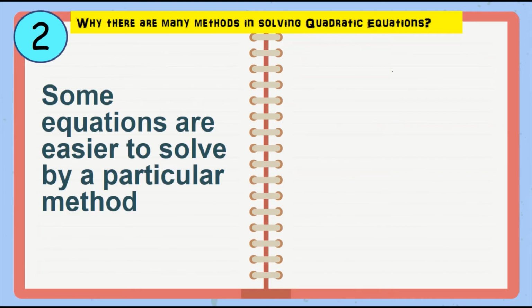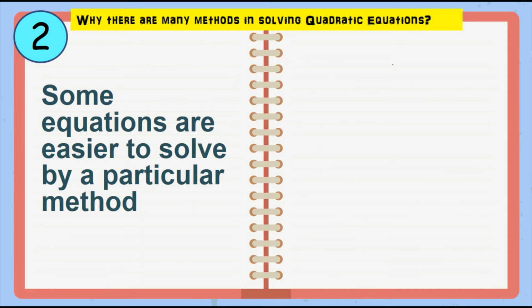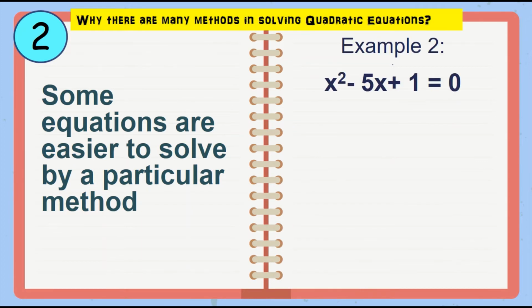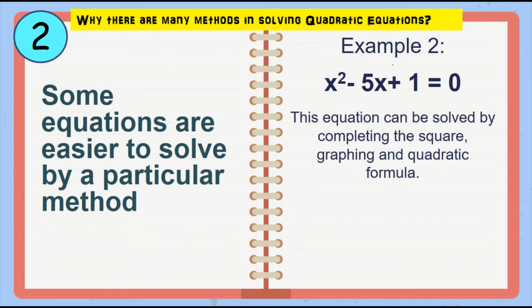Reason number 2. Some equations are easier to solve by a particular methods. Example number 2. For this reason, we have x squared minus 5x plus 1 is equal to 0. This equation can be solved by completing the square, graphing, and quadratic formula.